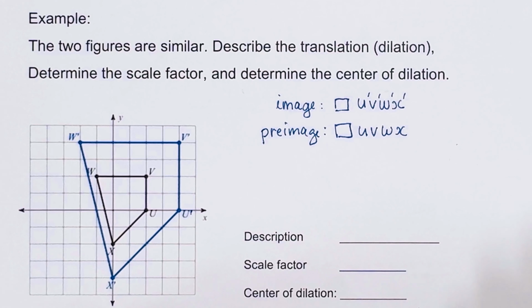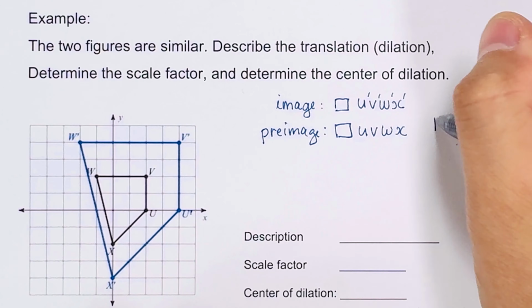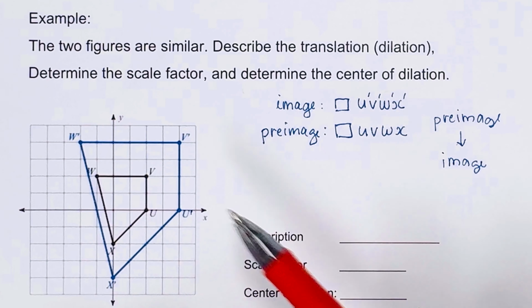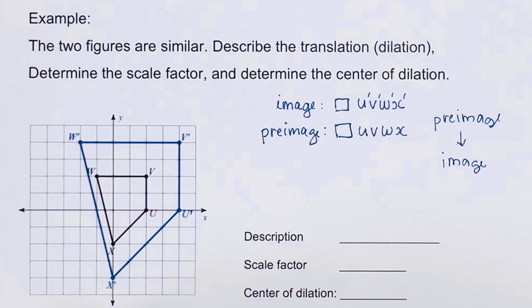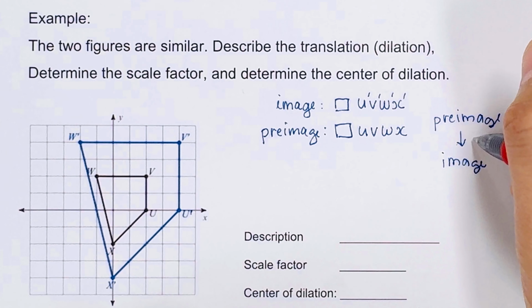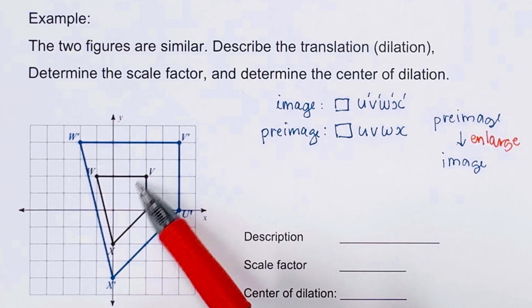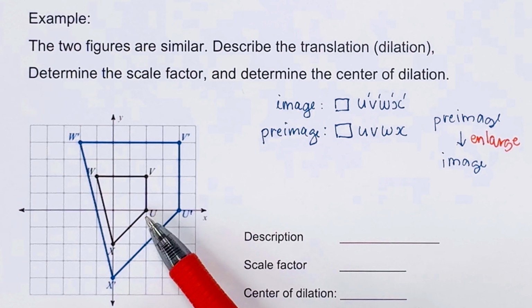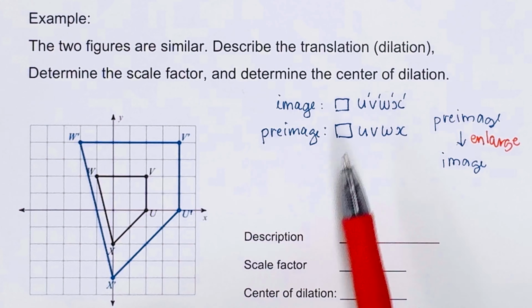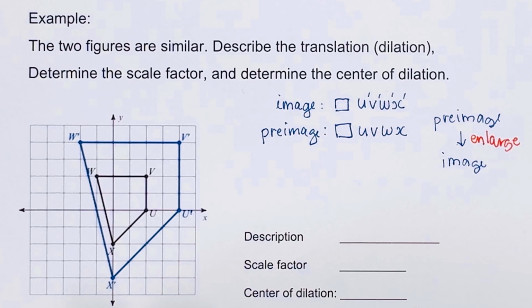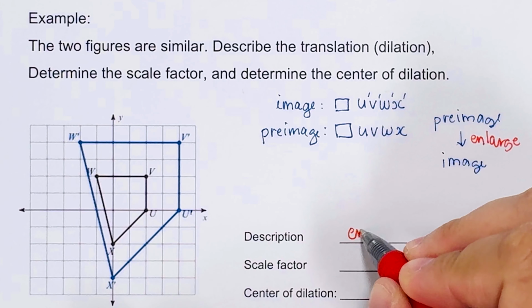If you notice, there are two ways to describe this picture, from the pre-image to the image. From the original going to the blue one, was it enlarged or reduced? The picture is enlarged. Enlarged means it's getting bigger. From a smaller quadrilateral, it was blown up into a bigger quadrilateral. So the original is called the pre-image, while the blue one here is the image. Our description for this is that it's being enlarged.